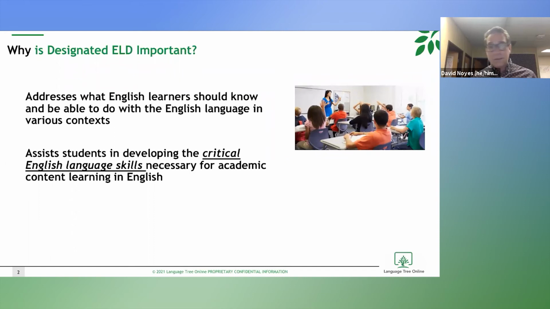It also assists students in those critical language skills for academic content learning. So if they understand where language lives within the context of those multiple discipline areas, and it's more than just those content areas, it's actually in daily life as well. We're actually providing them with the resources that they need to be successful and become fluent English proficient speakers, readers, and writers.